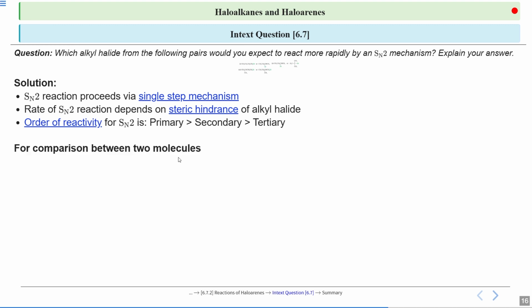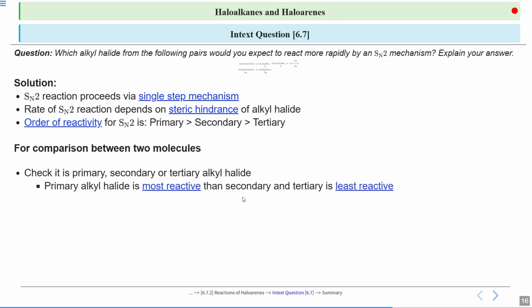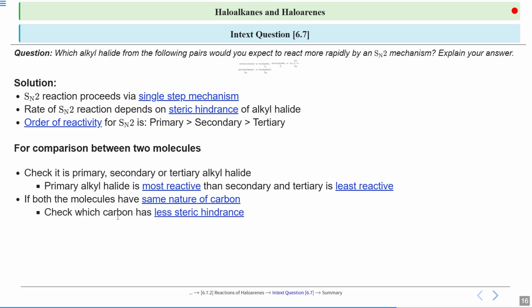So for the comparison between two molecules, check whether it is a primary, secondary, or tertiary alkyl halide, because that's the key factor on which reactivity depends. So the primary alkyl halide will be most reactive, then the secondary, and then the tertiary will be the least reactive. So if both molecules have the same nature of carbon, let's say both molecules have a primary carbon, then we will check which carbon has less steric hindrance, because steric hindrance is the key factor. And the least sterically hindered carbon will react more rapidly through the SN2 mechanism.